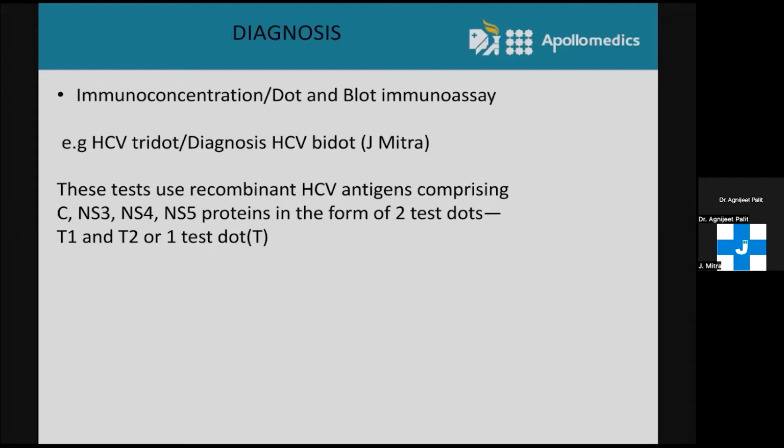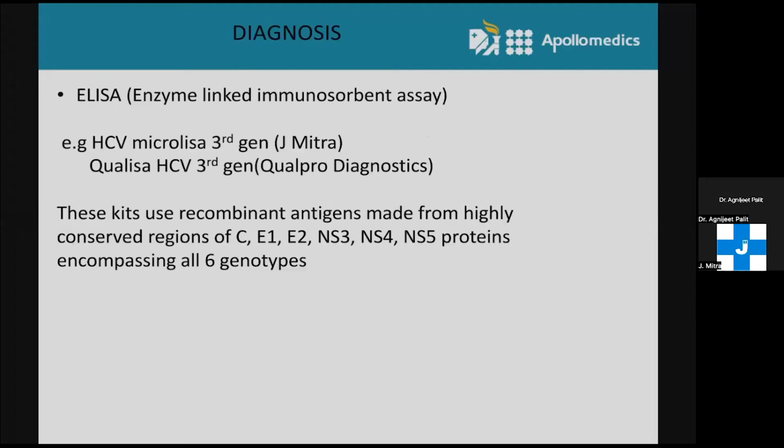A slightly advanced version of this is the dot blot immunoassay, an example being HCV Tridot or Diagnosis HCV by Dot by J. Mitra, where we see that recombinant HCV antigens from the C capsid region, core region, NS3, NS4, NS5 proteins are embedded in a test material in the form of two test dots, T1 and T2, whereas they are embedded in the form of one test dot T in case of Diagnosis HCV by Dot. A positive test is indicated by appearance of a colored reaction or colored dot at the C control region and either or both of the T1 or T2 regions, or the T region in case of HCV by Dot.